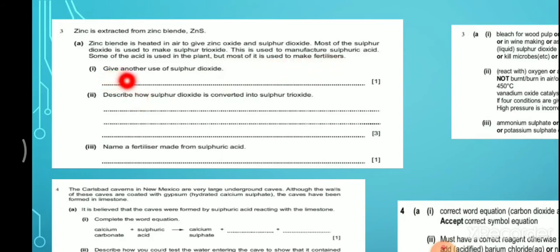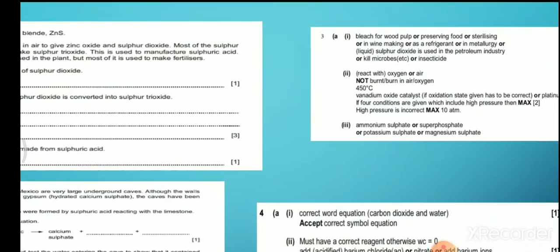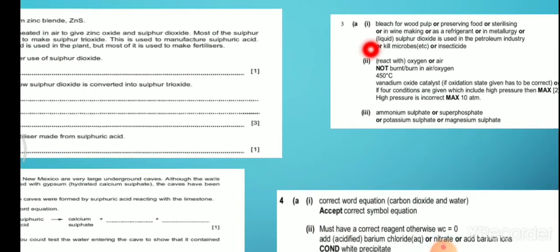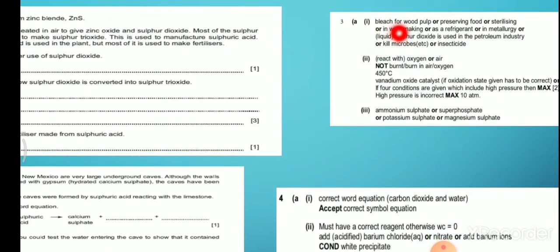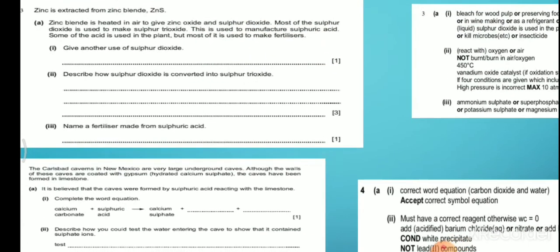So the question is, give another use of sulfur dioxide. You should not use sulfuric acid. Apart from sulfuric acid, you can give any other use. So you can write, like in the previous slide, bleaching for wood pulp, preservation, etc. But don't write sulfuric acid, already it is mentioned here.